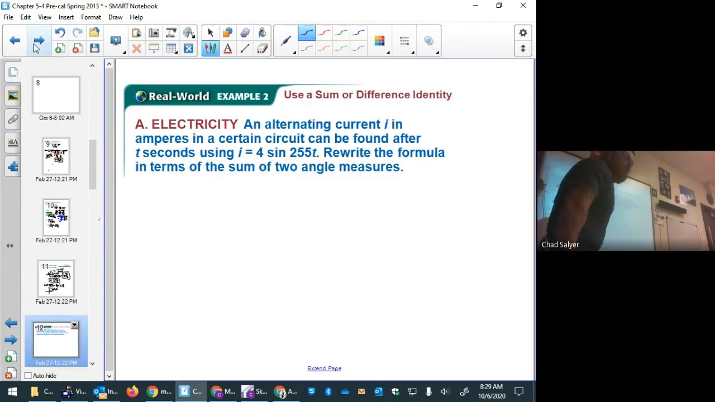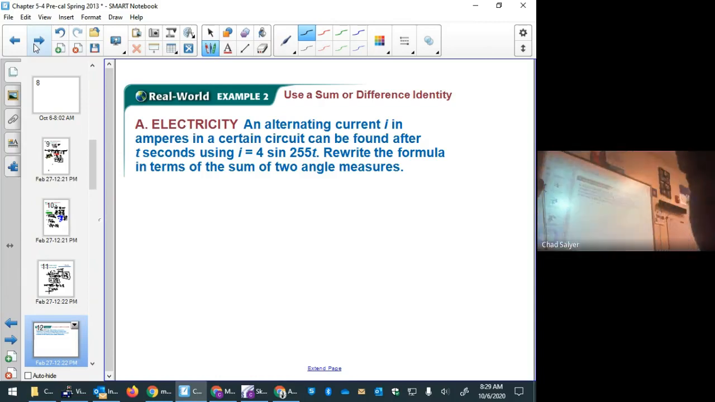So sum and difference identities are used a lot in electrical engineering. So electrician is a good job that pays well. I think the average salary in Johnson City is about 60 grand, which is nothing to sneeze at. So what most school teachers make. And we went to school for a long time. I went to school for 6 years. I'll probably make just barely that.